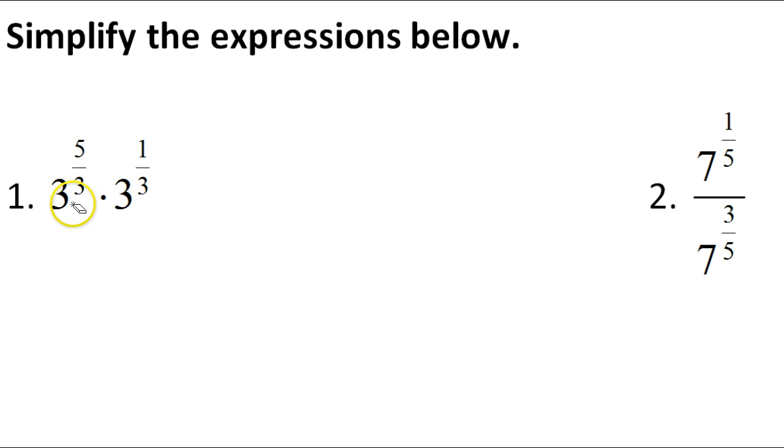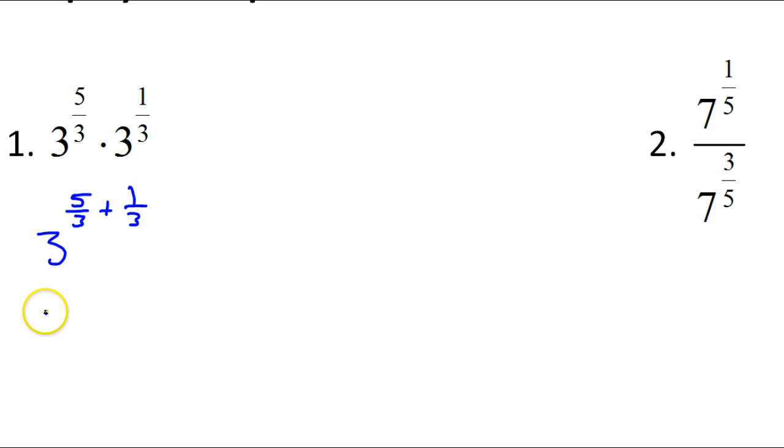Notice you do not multiply 3 times 3. We will not get 9. We will simply have 3 to the 5 over 3 plus 1 over 3 power. Now, I will expect you to do this in your head. 5 over 3 plus 1 over 3. 5 thirds plus 1 third is 6 thirds.